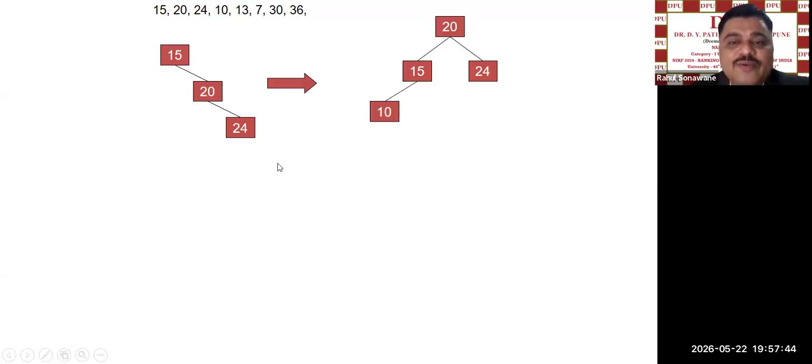Okay. So go and compute the balance factor. So this is 0, this is 0, this is 1. So 2 minus 1, again 1. So the tree is balanced. So after insertion of 10, the tree is still balanced.